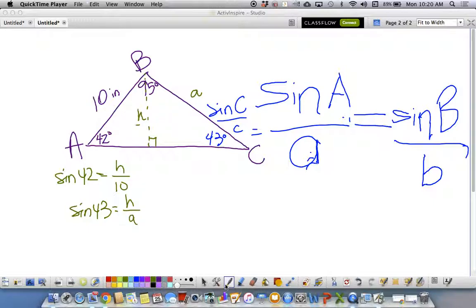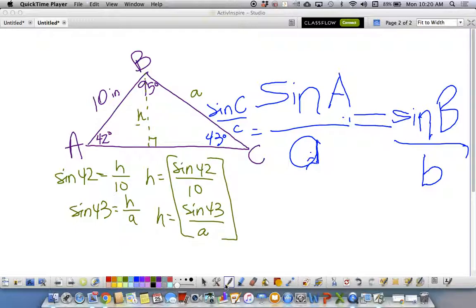With h's in both of them, could we set them equal to each other? Yes. So h equals sine 42 over 10, and h equals sine 43 over a. So what is h? They're the same thing. It's the same line. So these two things have to be equal to each other. Then we set these equal to each other, and the only missing piece is letter A. So the height really doesn't matter. That's how we derive it.